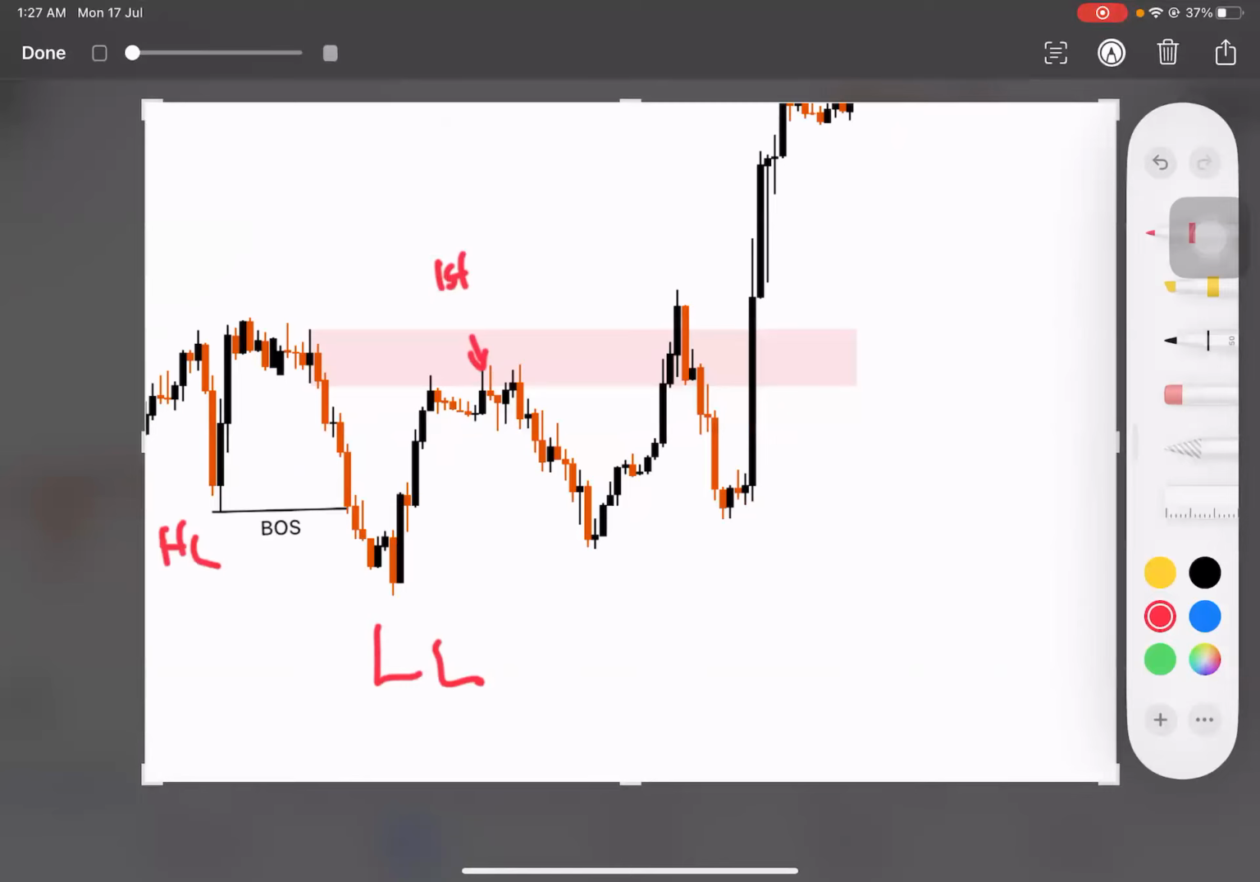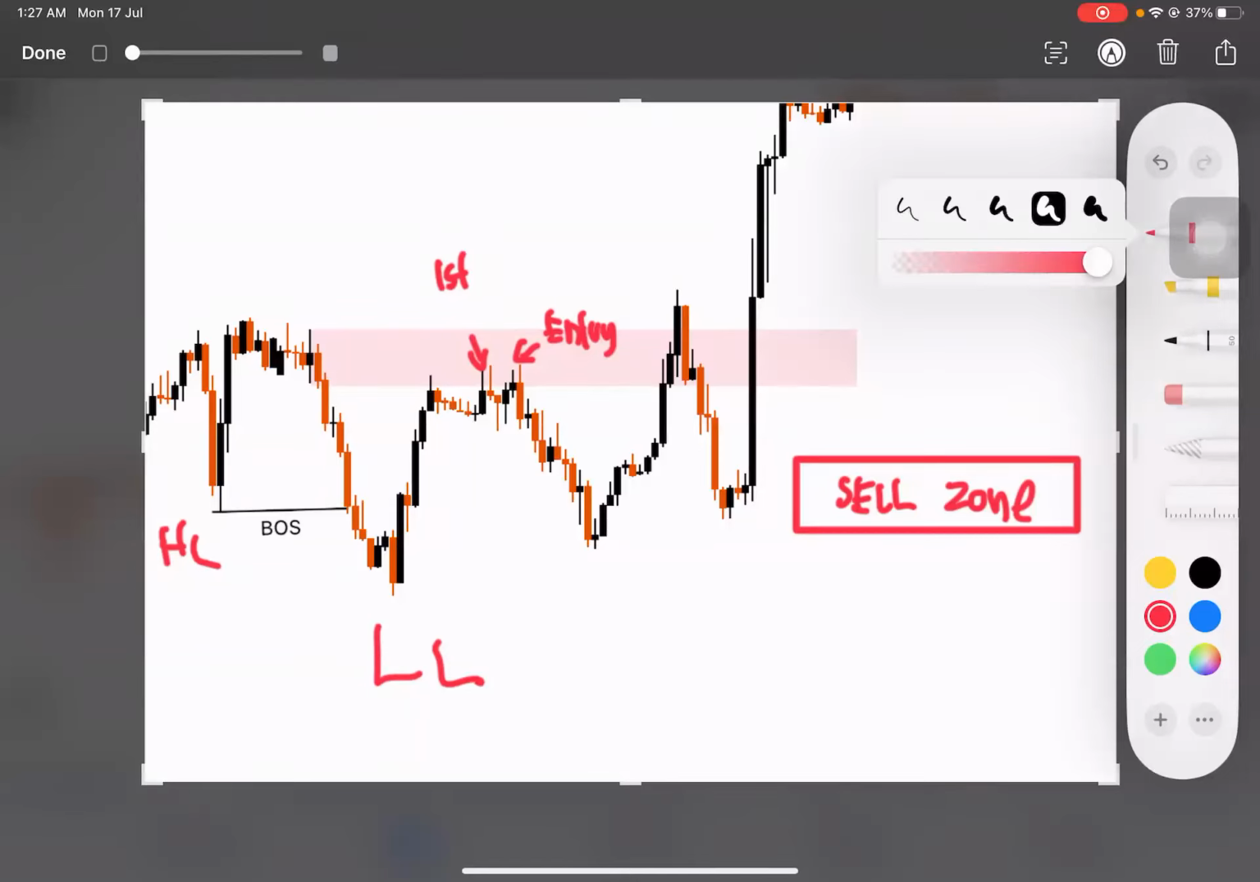So when the second time it gets in, we are trying to entry right here. The first confirmation that we are using is a rejection candle, a bearish rejection. So whenever we get the sell zone here, you have to always wait for the bearish rejection candle.